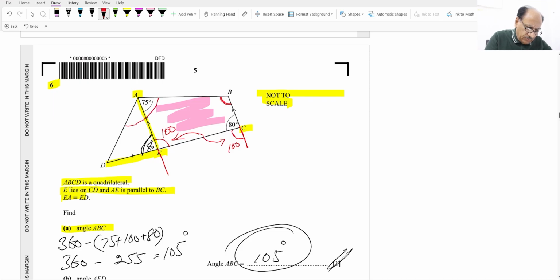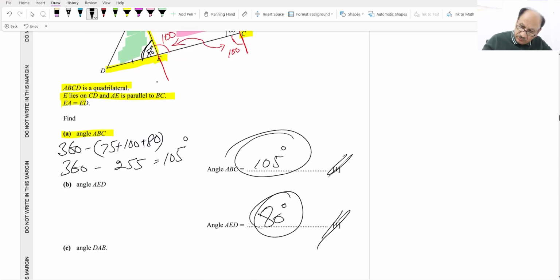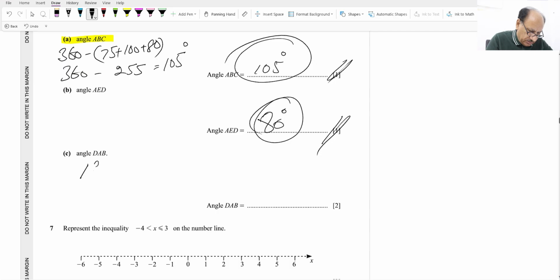Up to this one, BAE is 75. So we need to figure out this remaining angle. This one I will erase. So we can consider this triangle, and in this triangle, one angle is 80, the other two angles are the same in size because AE is equal to DE. So 180 minus 80, which is equal to 100, and 100 will be divided into two equal angles, and this angle will be 50 degrees.